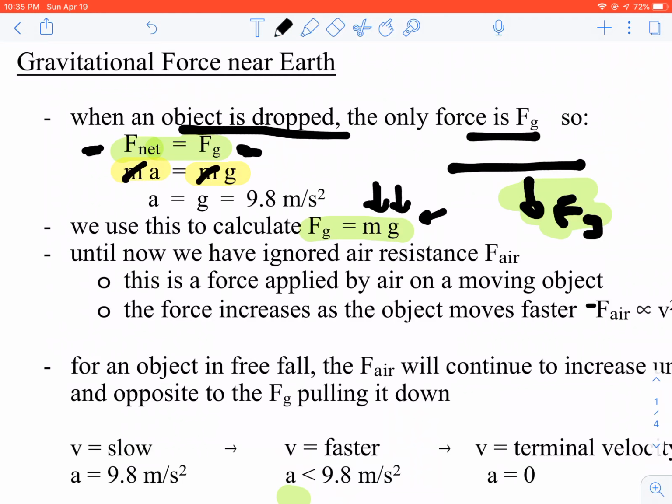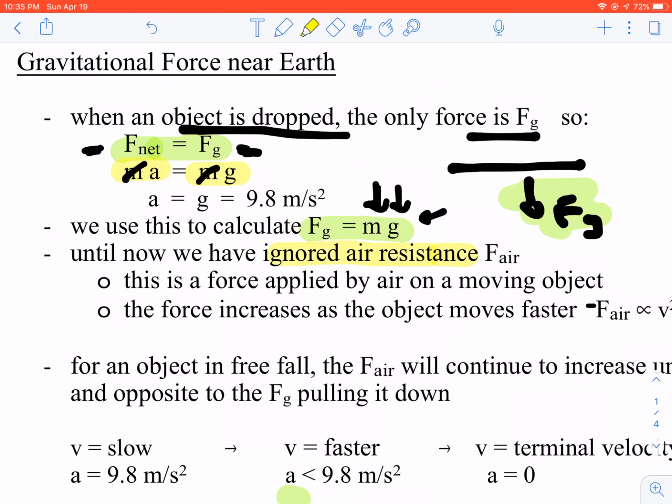Now, everything that we've done so far, we have ignored air resistance. Okay? Sometimes I can ignore air resistance. The only reason I'm ignoring it is because it doesn't affect my answer. If I drop my pen, as it's falling towards the ground, the only force acting on it is Fg. There is an F air.